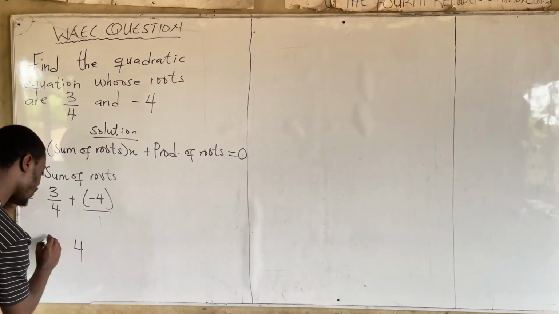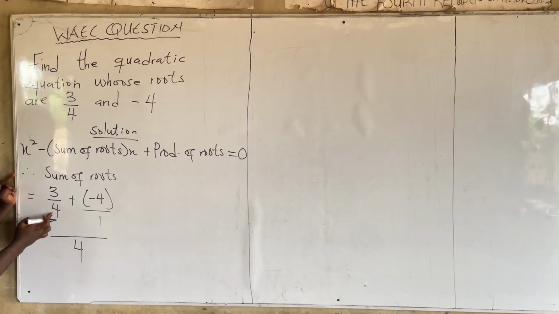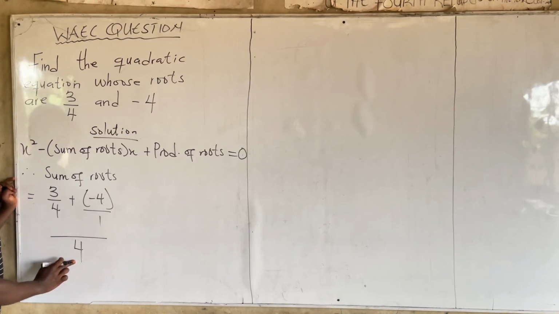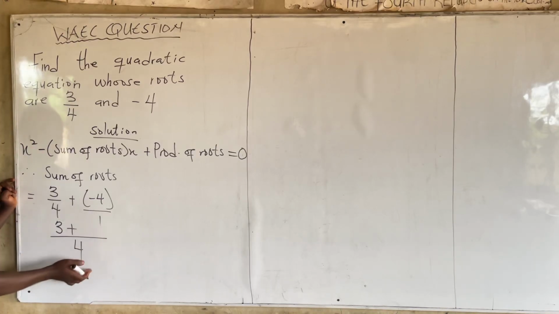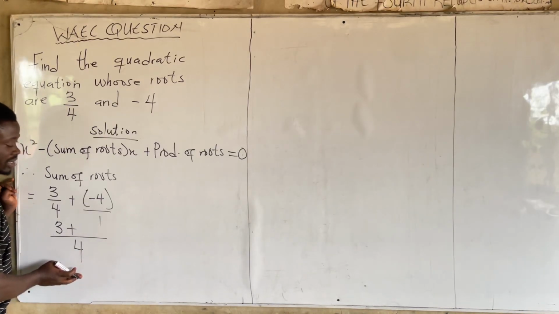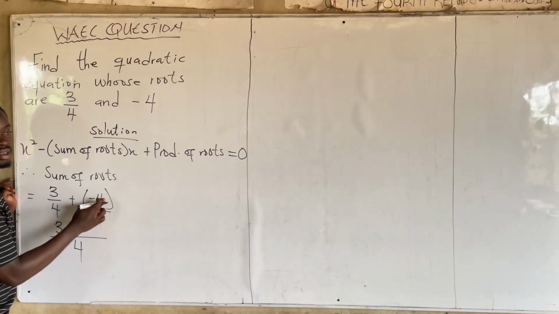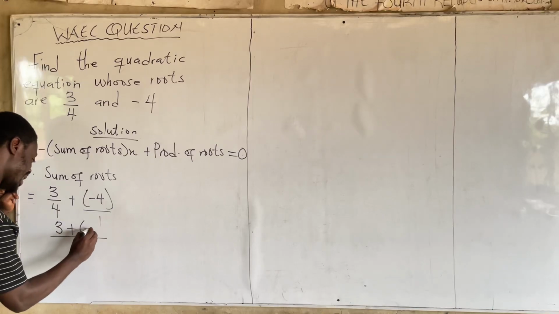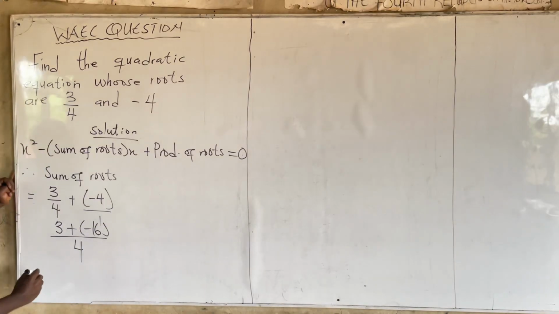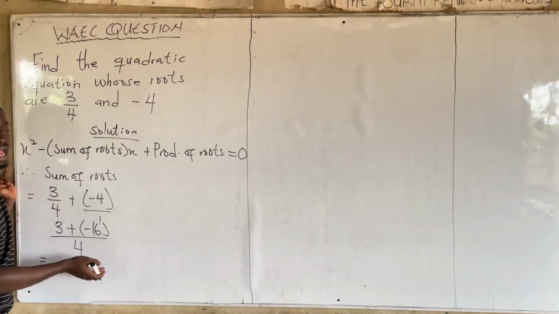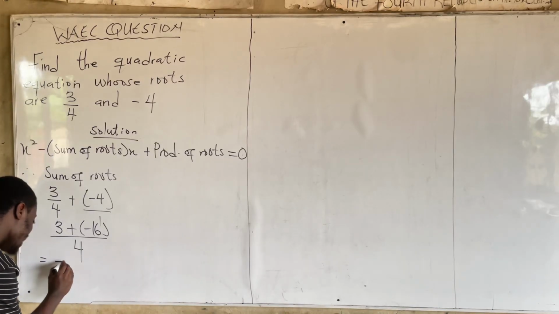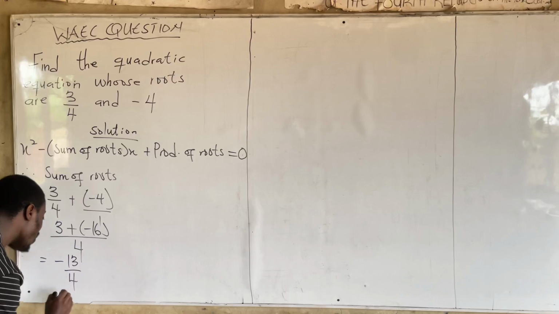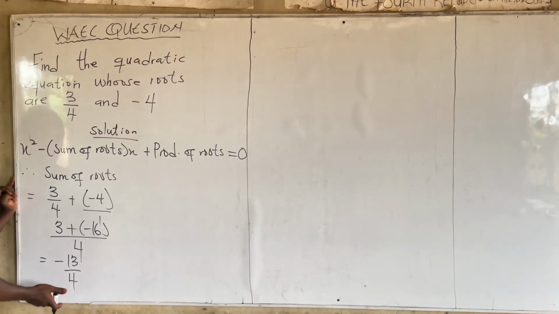So we get our LCM 4, then we do justice to it. 4 goes into 4 one time, and then 1 times 3 is 3. We write our 3 here. Plus, 1 goes into 4 four times, and then 4 times minus 4 is minus 16. So minus 16 here. Then we continue. 3 plus minus 16 gives us minus 13. So the answer is minus 13 over 4. Therefore, the sum of the roots is minus 13 over 4.